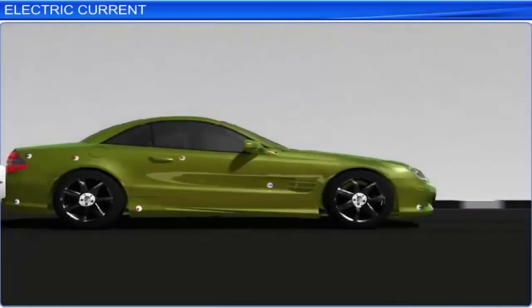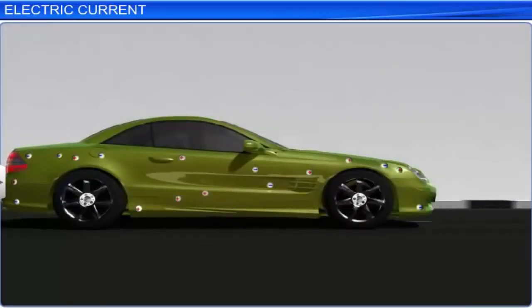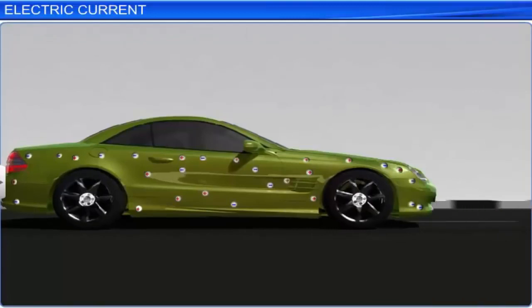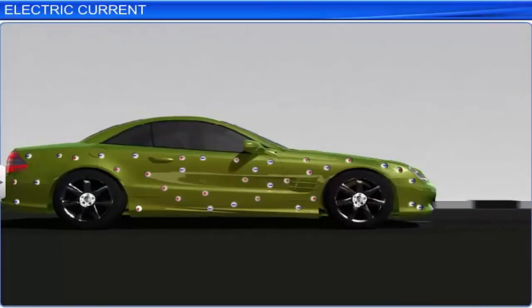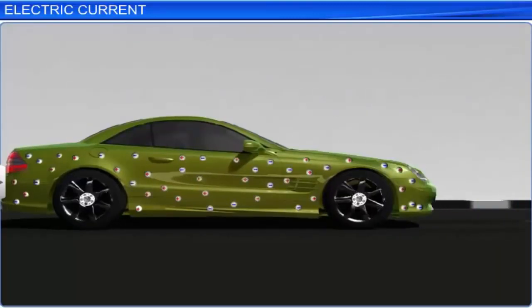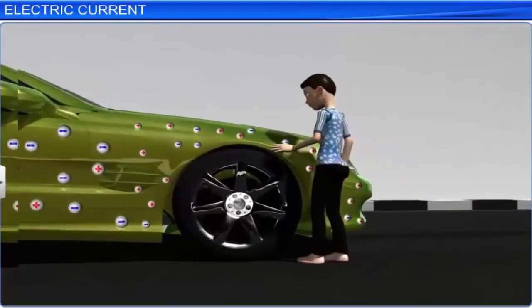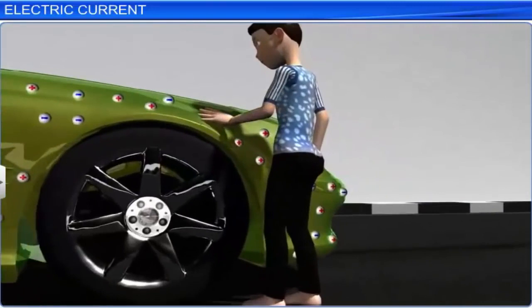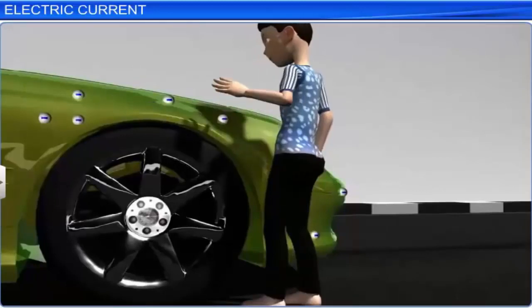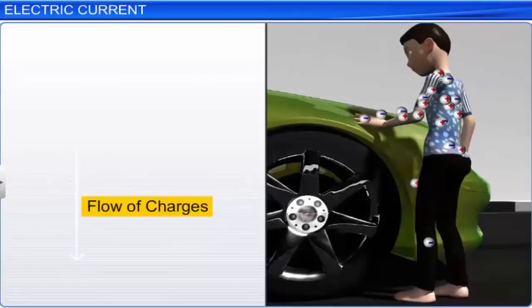Charges accumulate on the metal body of a car while it is moving. When you touch this car with bare feet, you experience a mild shock. This is because these charges get short-circuited through your body and reach the earth. These are examples of a very short duration or momentary electric current.